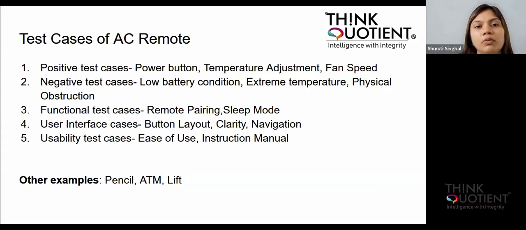Or if there is any button malfunction, that means the increase option is working like a decrease and decrease is working like an increase, right? So these are all negative test cases. So you always have to write both the test cases.